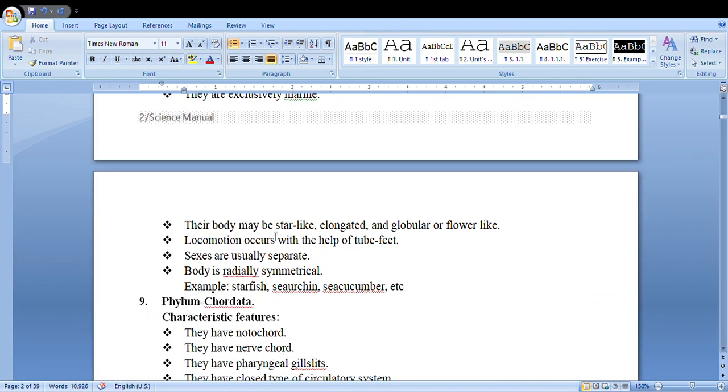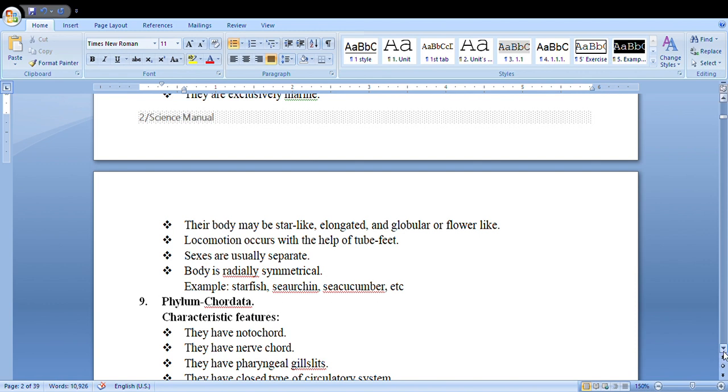Their body may be star-like, elongated, globular, or flower-like. Locomotion occurs with the help of 2 feet. With the help of 2 feet, they travel or move from one place to another. Sexes are separate. Body is radially symmetrical. Radially symmetrical means their body is somehow circular and they can be cut in any way through the radius and can be divided into 2 equal halves. Examples are starfish, sea urchin, and sea cucumber.